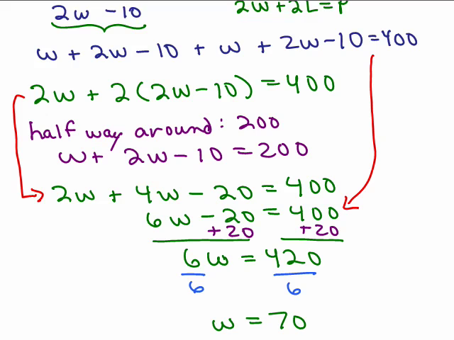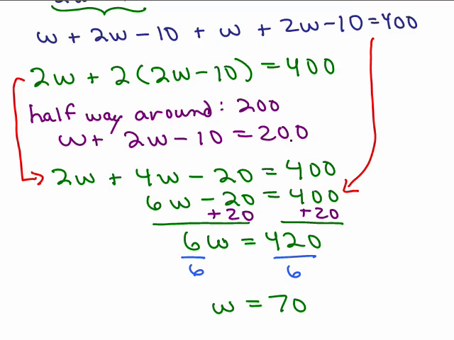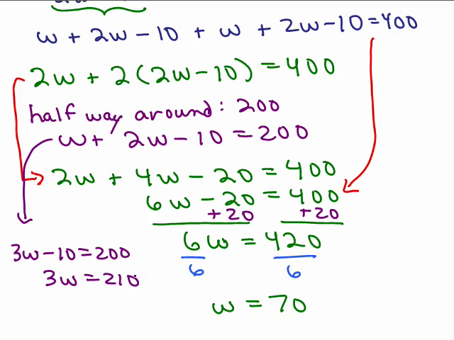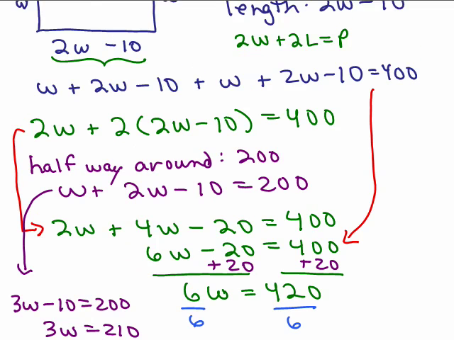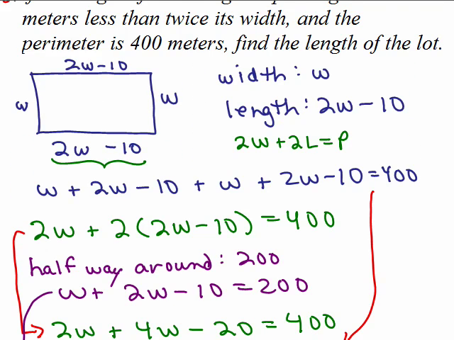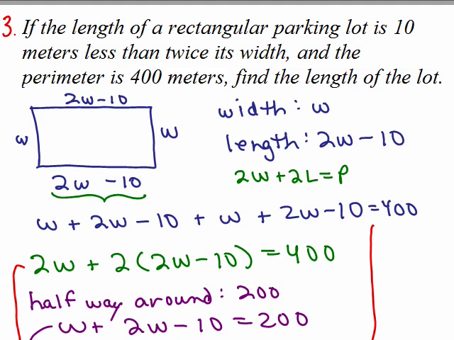This would give you 3W minus 10 is 200. And I'm going to add 10 to both sides without showing that step. 3W is 210. And divide by 3, W is 70. So hopefully you're convinced it really doesn't matter which formula you use. You're going to get W equals 70. So that means for this problem, in your picture, W ends up being 70.